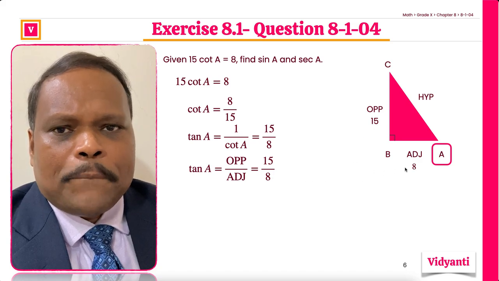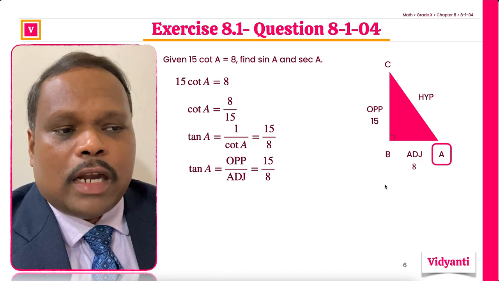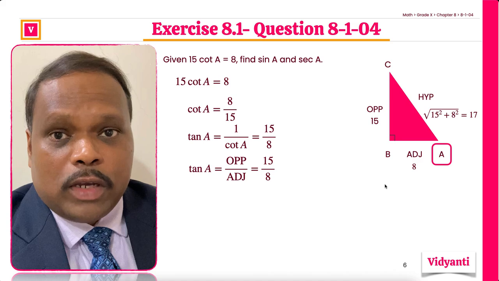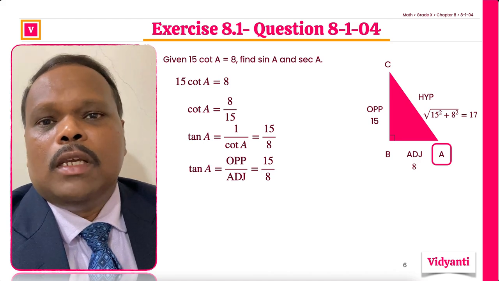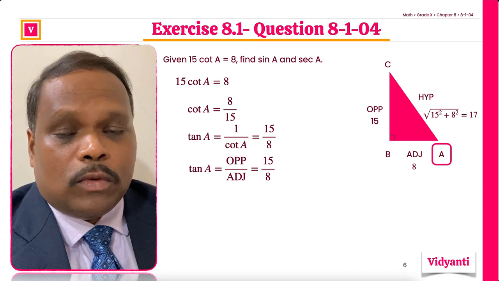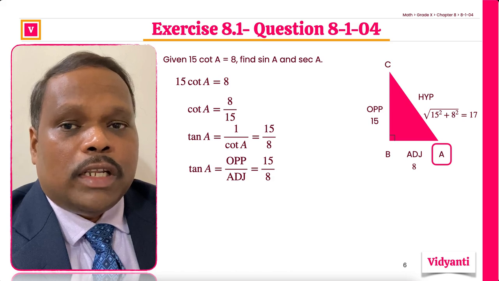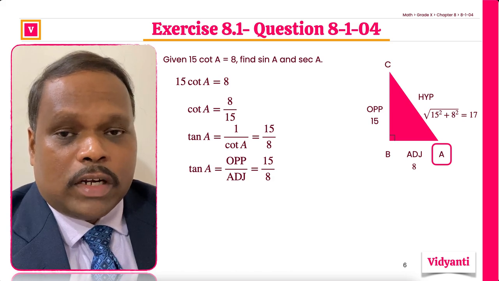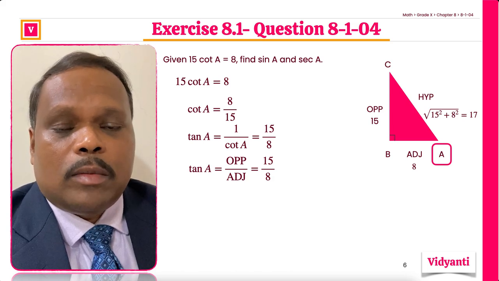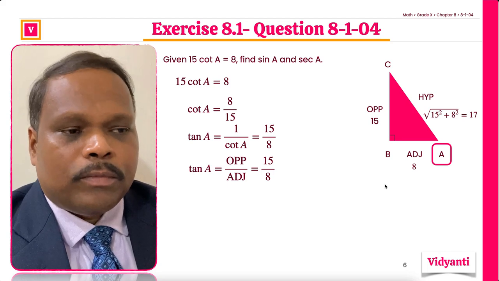Now, using Pythagoras theorem, we can easily calculate the third side, which is the hypotenuse. That would come out to be under square root 8 square plus 15 square, and that would be 17. Again, how do I know that? 15 square is 225, 8 square is 64, their addition will be 289, and under root 289 is 17. For the same purpose, I am recommending you to remember the squares of the first 30 natural numbers.